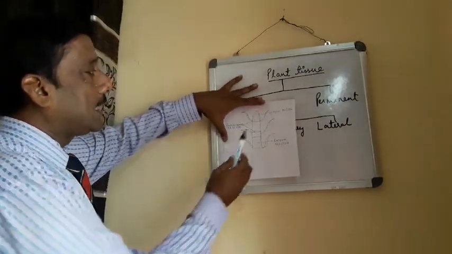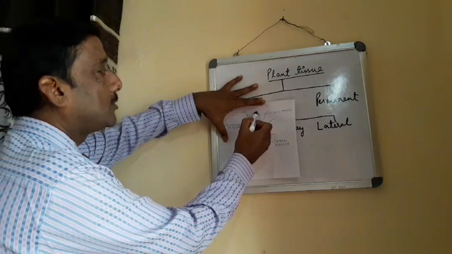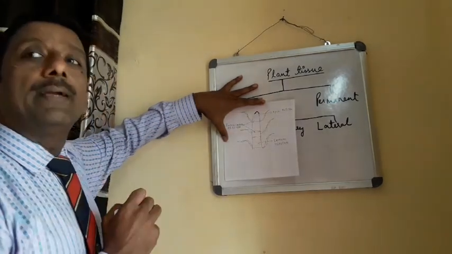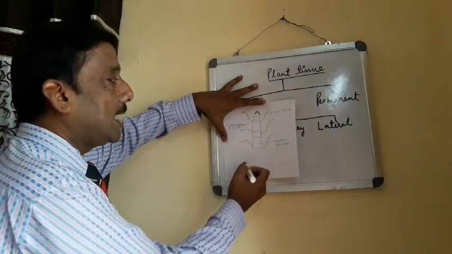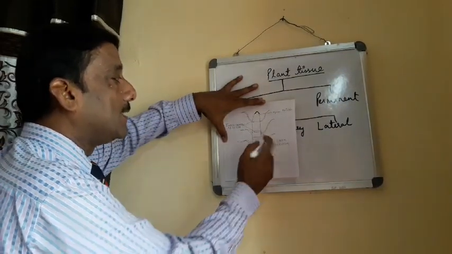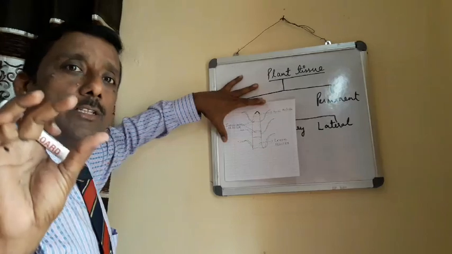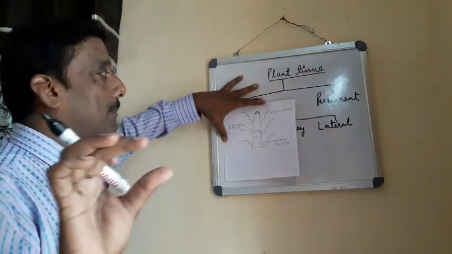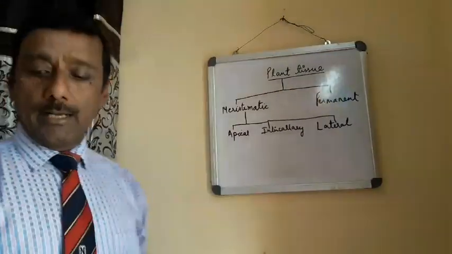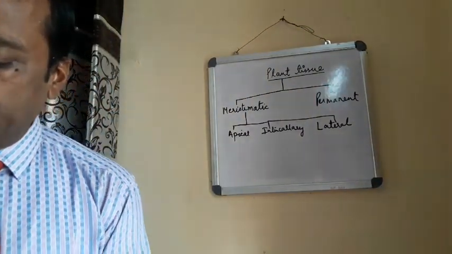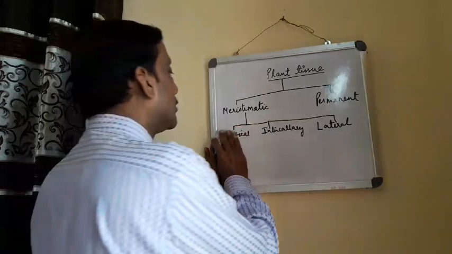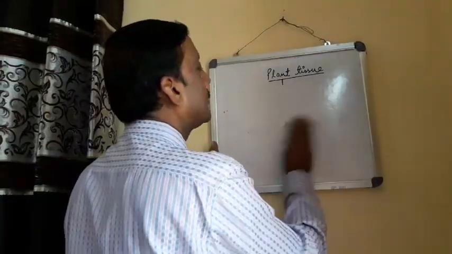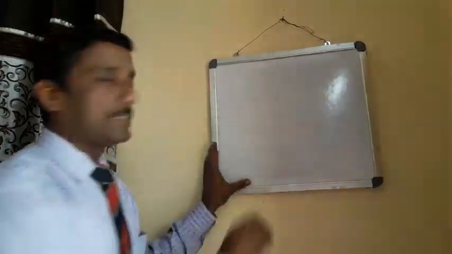Now in this diagram, the topmost part, that is the shoot tip here, is apical meristem. Intercalary is in the center and lateral is also in the width or at the center of the stem or in the bark. Now we'll understand one by one what is the basic function of these types of meristematic tissue. So first and foremost, we'll start with the apical meristem.